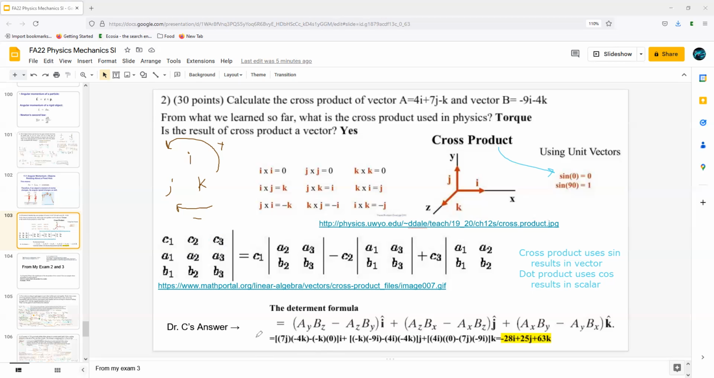And then this is Dr. C's answer. She just says the determinant formula and gives you this. And then I guess you plug those in based on what you got here, and that's your answer. I tried doing it the way that I remembered, but it came out wrong, so I don't really want to teach you guys that.